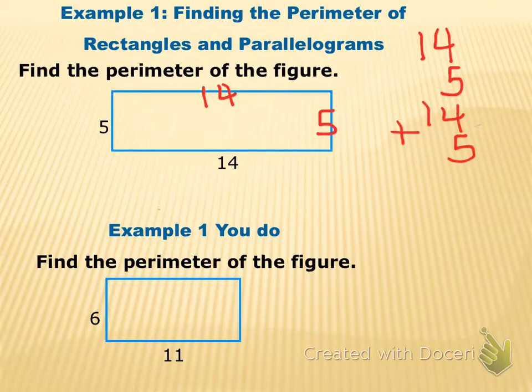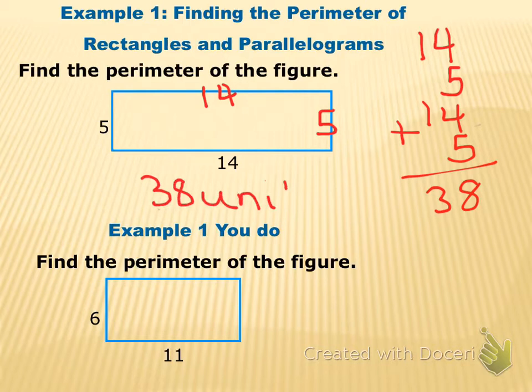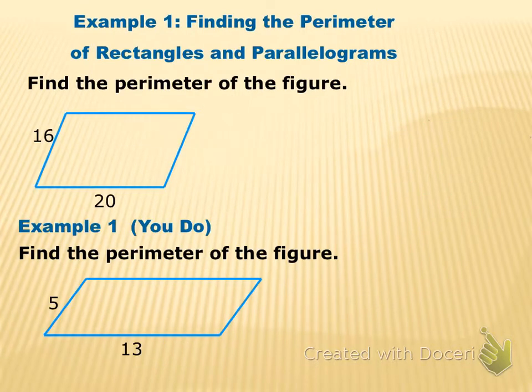14 plus 5 plus 14 plus 5, which we get 38. So the perimeter of this one is 38 units. Now pause the video and try the next one on your own. Now let's try another one together.